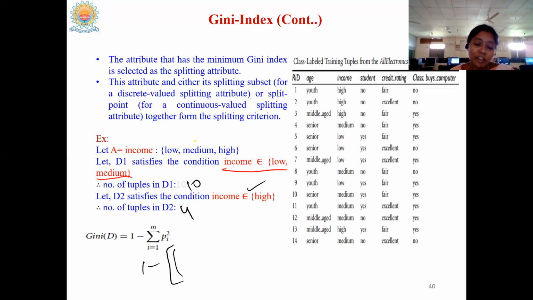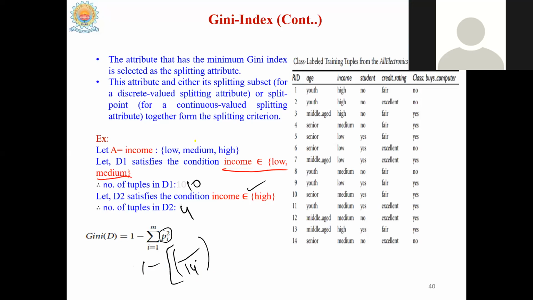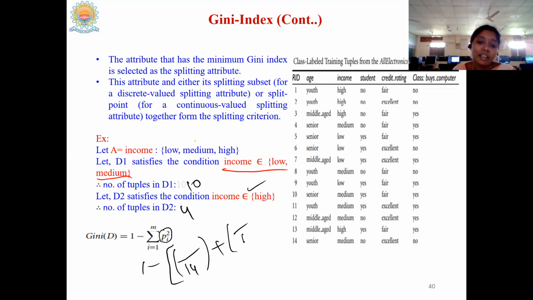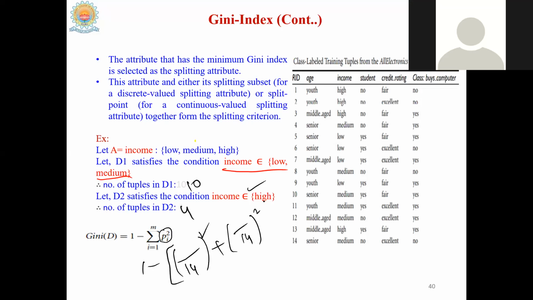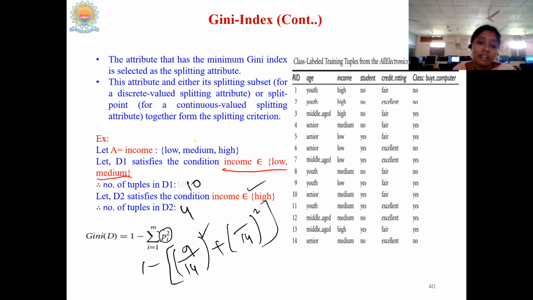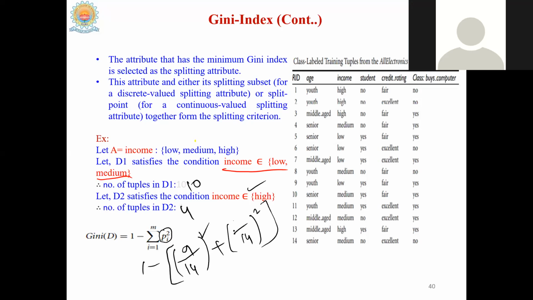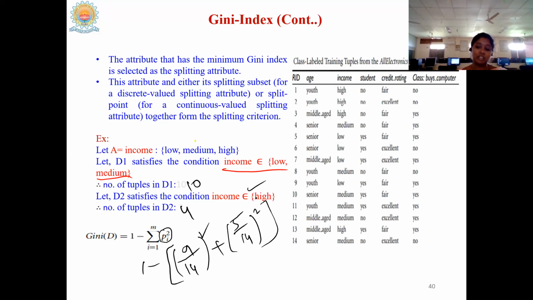So we need to expand this formula twice. First consider the yes class, where P is the probability that a tuple belongs to the particular class. Out of 14, how many yes classes are there? 9, ma'am. 9 yes classes are there, and the remaining 5 are no class. Simple. By solving this, we get the value of the GINI index of the entire data set, which is obtained as 0.459.